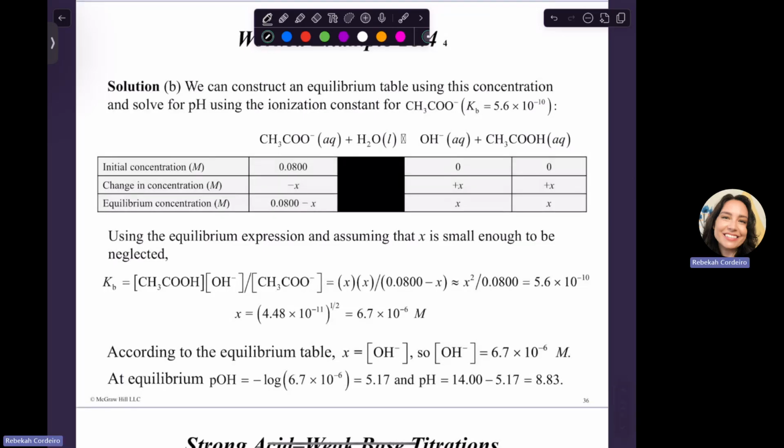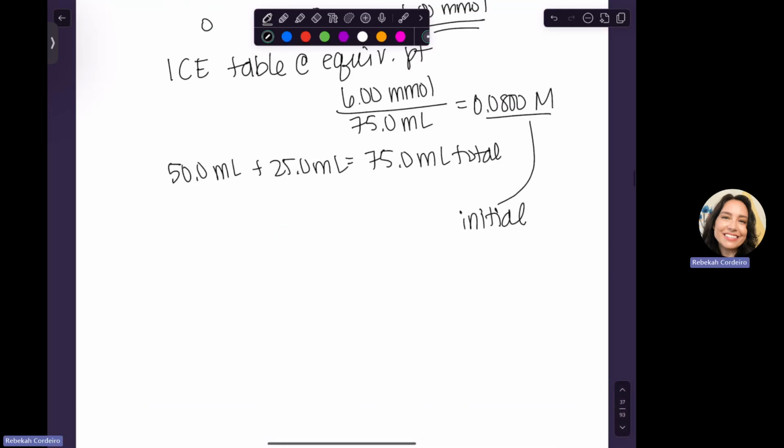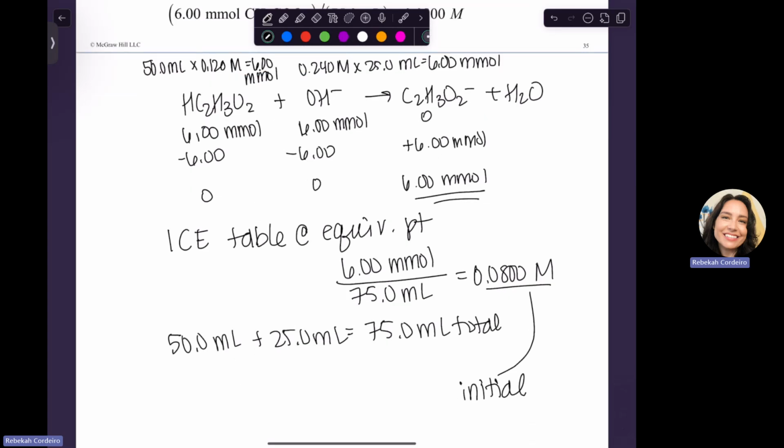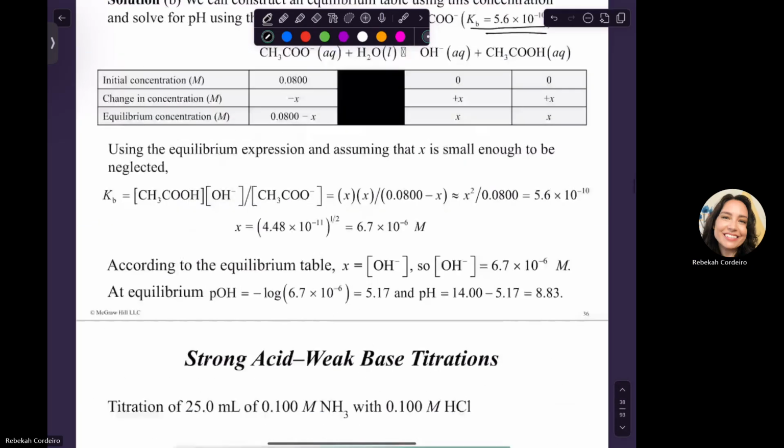Then we do normal ice table stuff. X is small. We've got to use KB for this one since we're talking about the conjugate base. Remember, KW equals KA times KB. Then our X is equal to hydroxide, and we can get pH from there. So the only new stuff is how to know which one to do, right? We've done Henderson-Hasselbalch, done ice tables. You've got to figure out which one you're doing at which point.